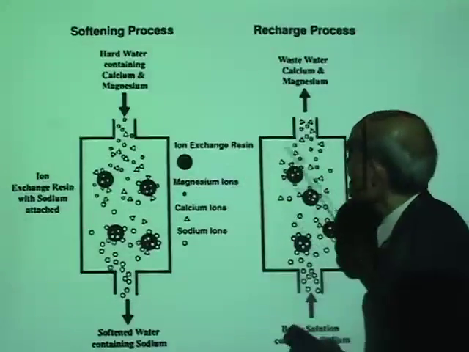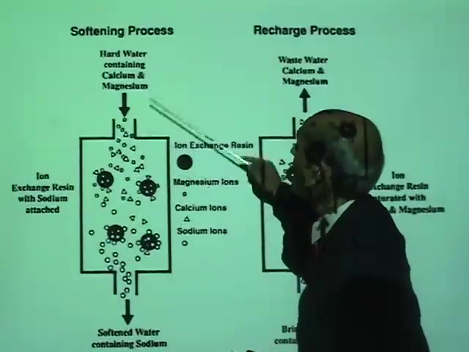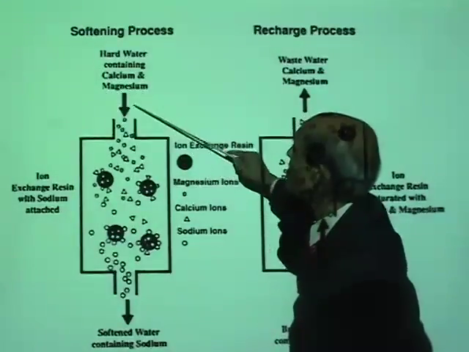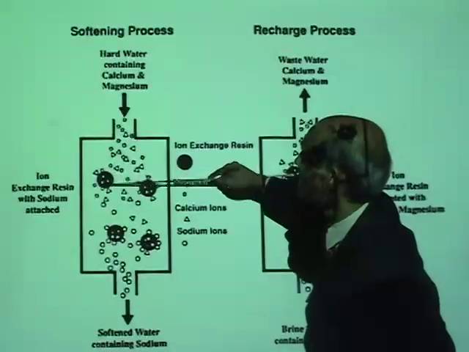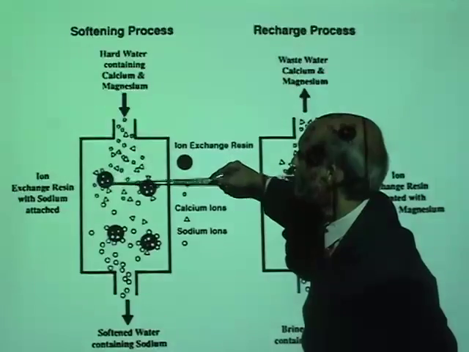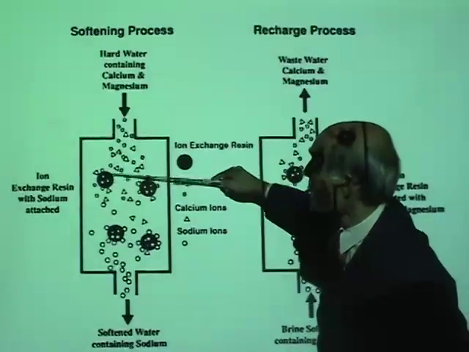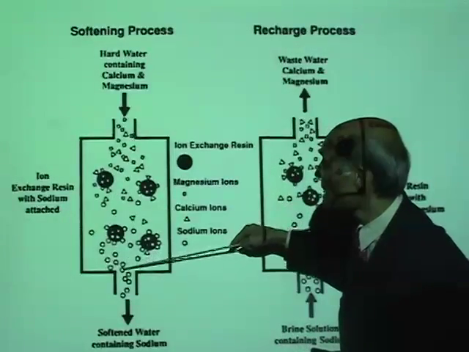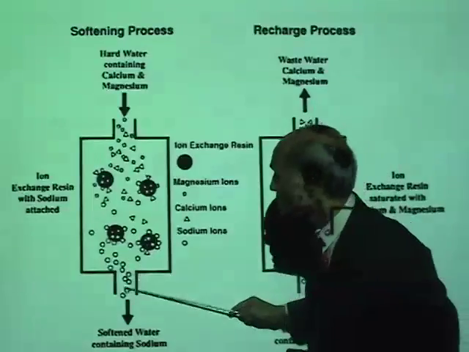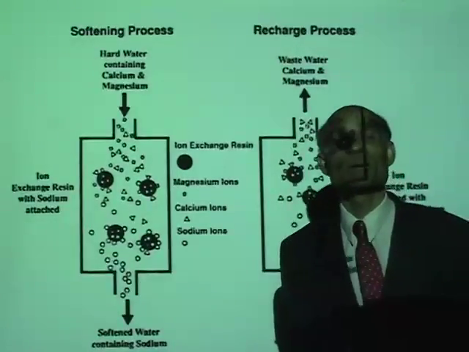This is a schematic diagram of that. This is the ion exchanger. Hard water containing calcium and magnesium goes through the resin, and you can see as it goes through, the calcium and magnesium ions are absorbed by the resin, releasing sodium into the water. That means the water that comes out of it contains sodium.